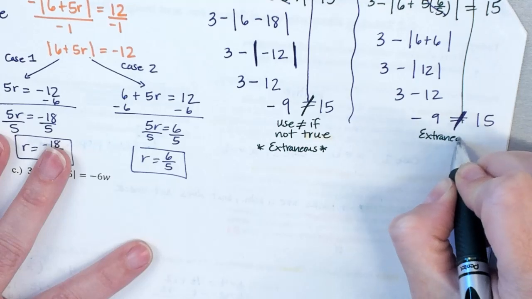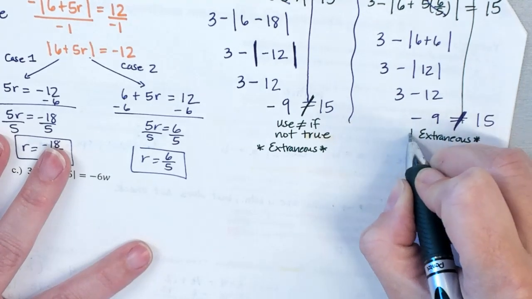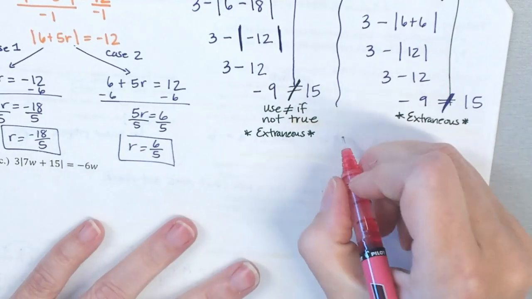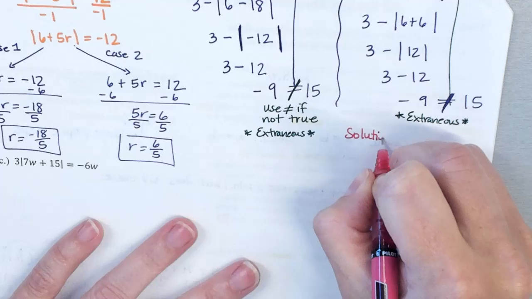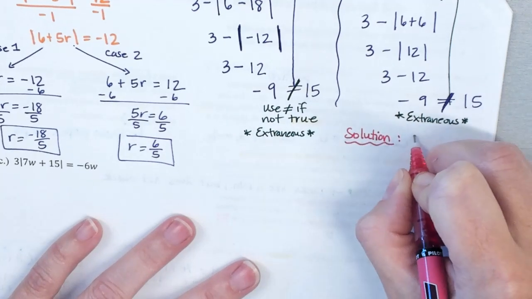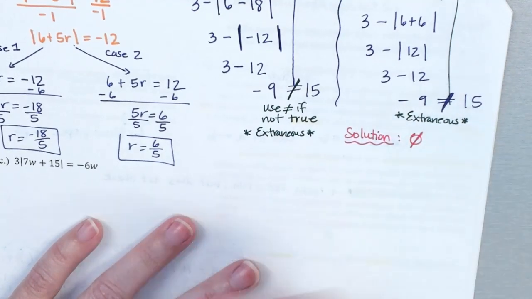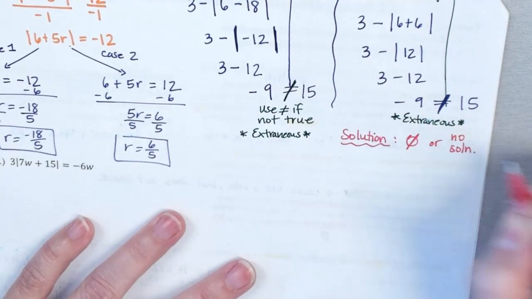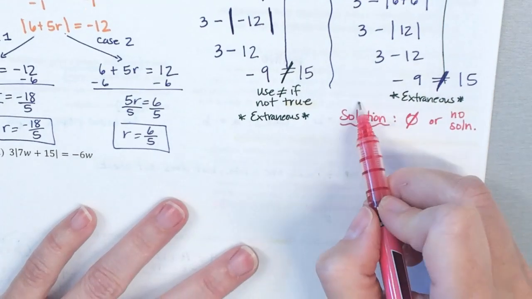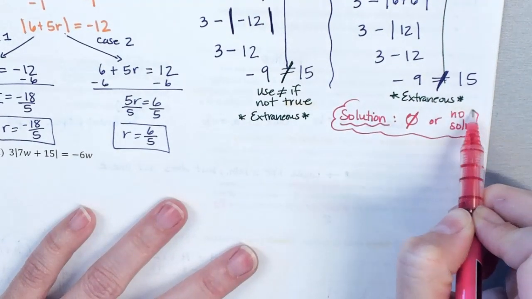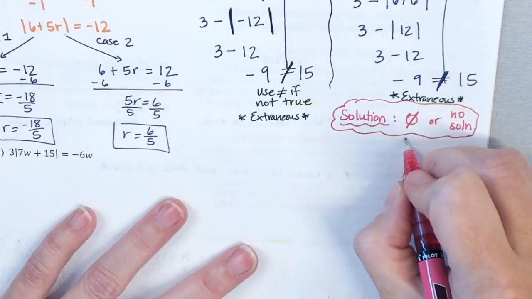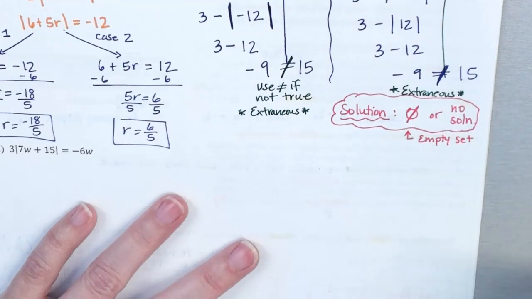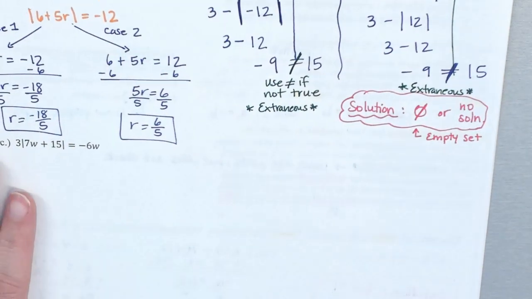Do you guys remember what we talked about? If they are both extraneous, it's going to be the empty set. You can write your solution a couple different ways. You can just use the empty set symbol, which is this, or if you want to write no solution, you can write no solution. You can abbreviate. That is your final answer. Just remember that means the empty set. You're welcome to use that symbol, or you can just write no solution.